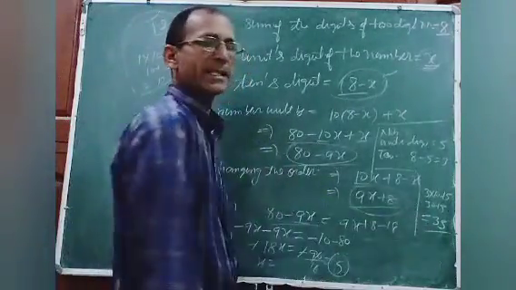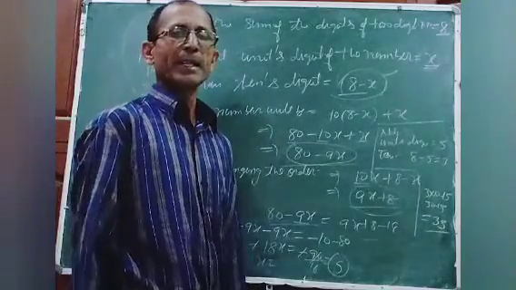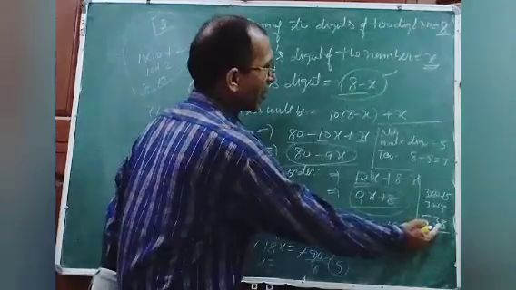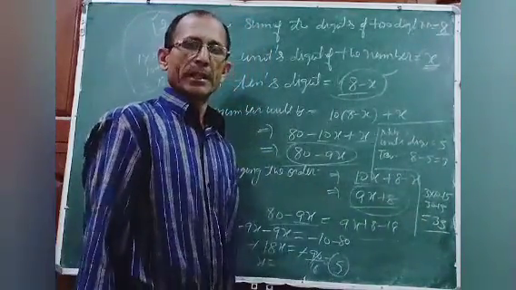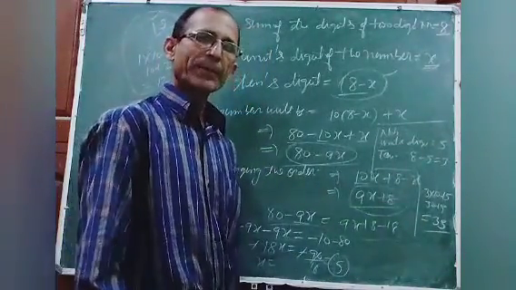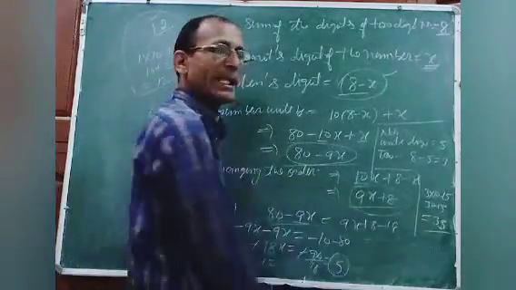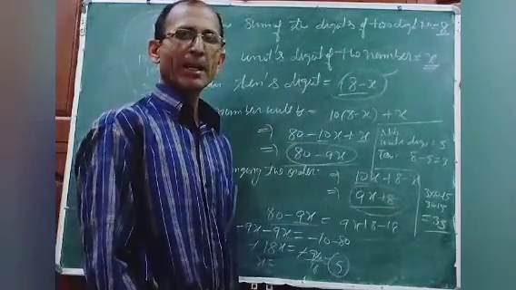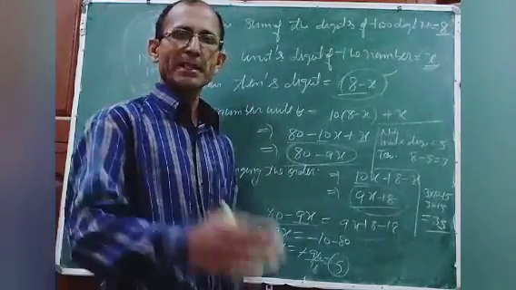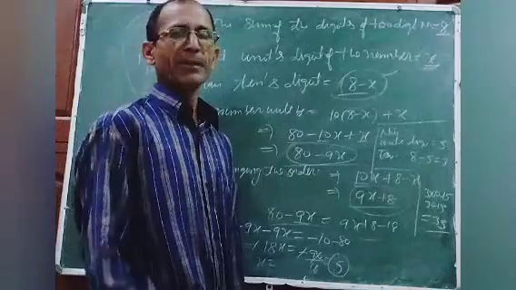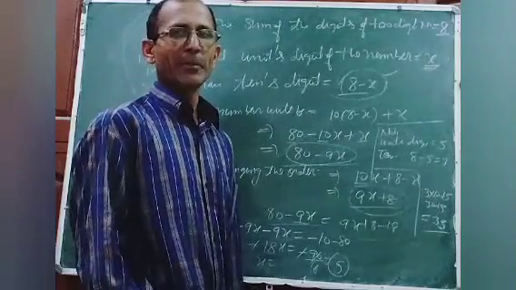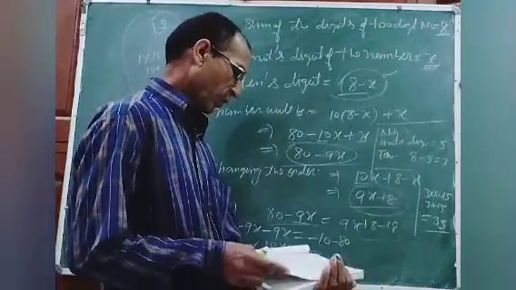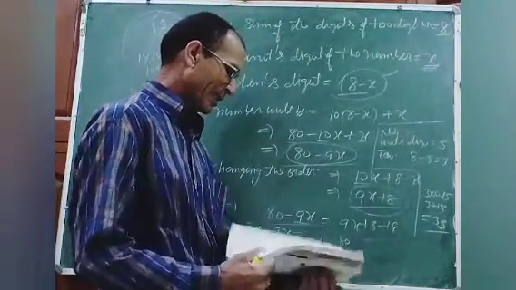You can verify. The digits are 3 and 5, their sum is 8. If the order is changed, 35 becomes 53. So 53 is 18 more than 35. This is the verification, because 35 is the original number. If I reverse the order, it becomes 53 and 53 is 18 more than the number. Have you understood? Okay. So in exercise 4.1, all the questions are like this.